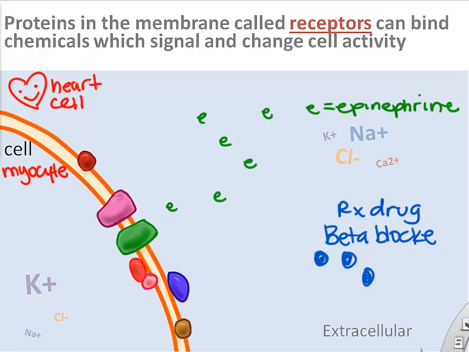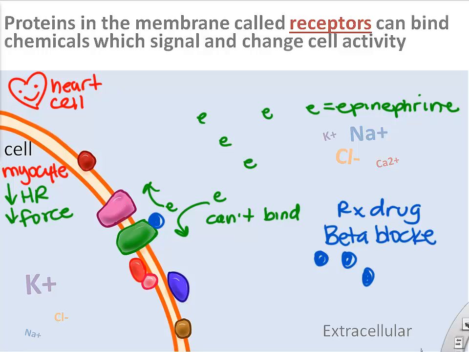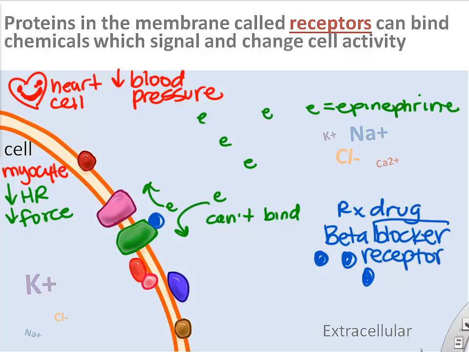Okay, so you may have heard of a drug called a beta blocker. Beta blockers are drugs that physically block the ability of epinephrine to bind to the beta receptor, so we call it a beta blocker. It decreases heart rate and the force of contraction, which then decreases your blood pressure. So that's a really important and common blood pressure drug.